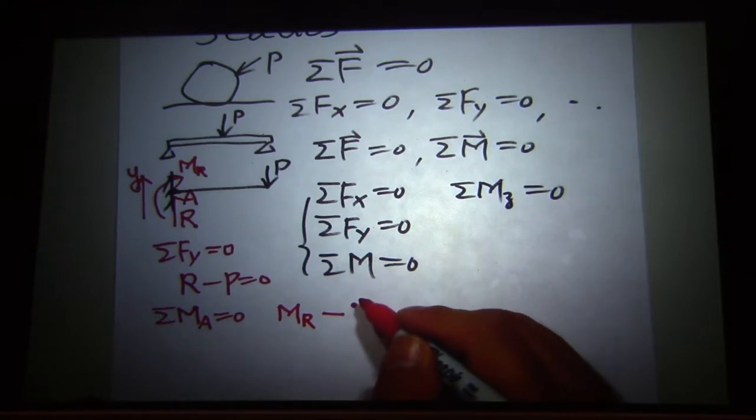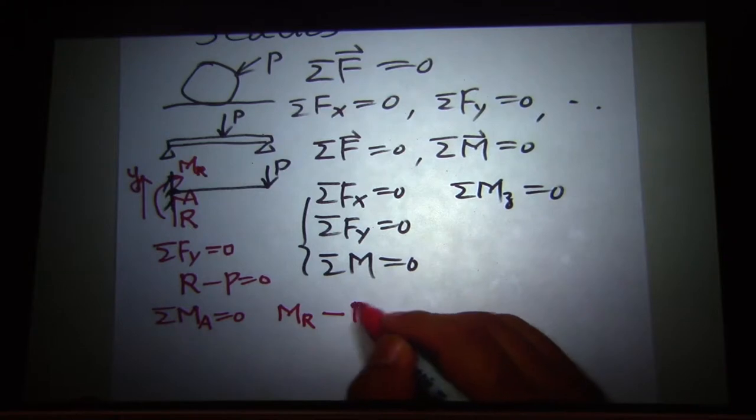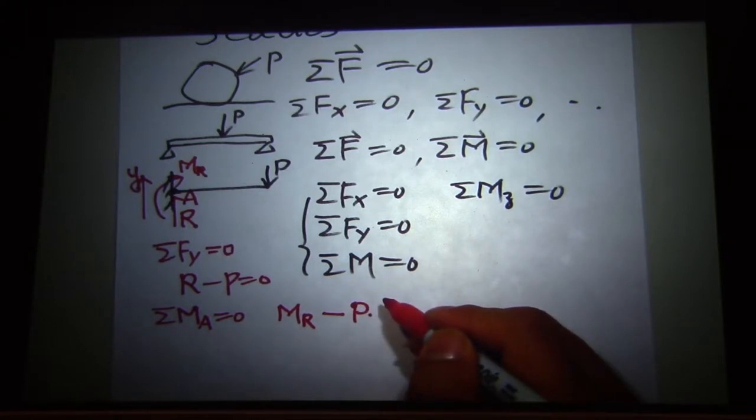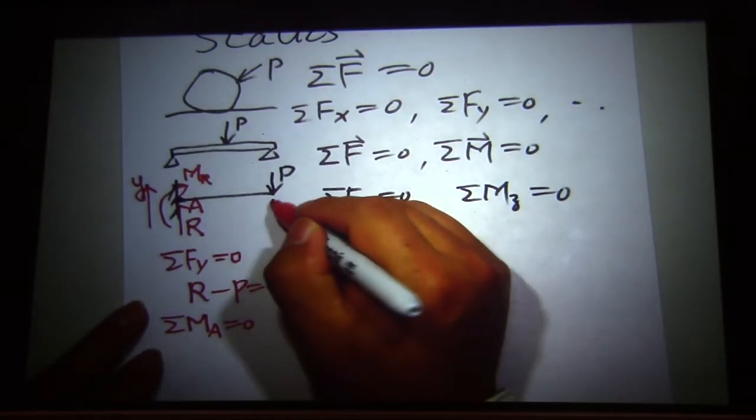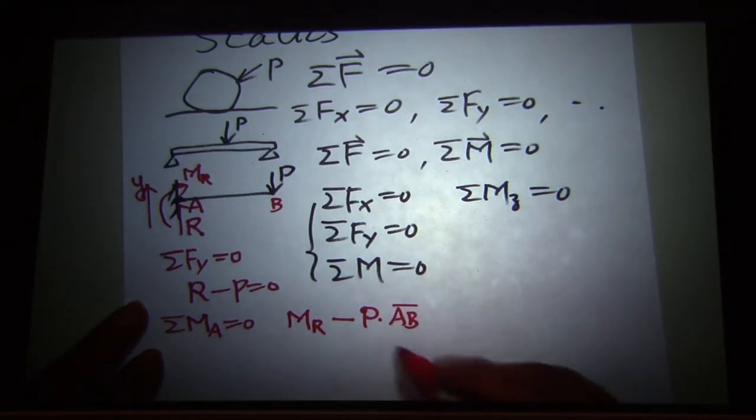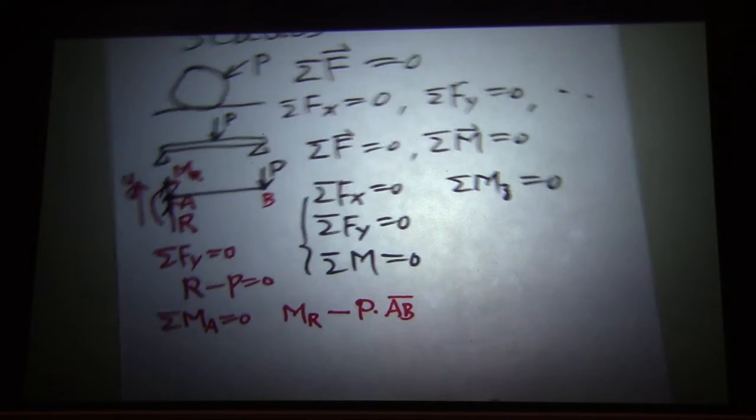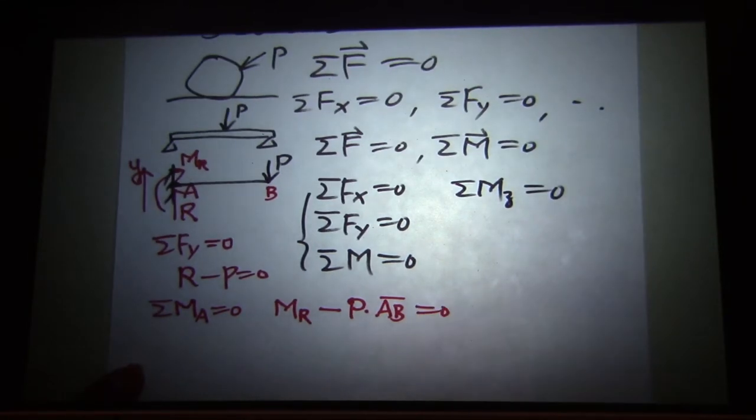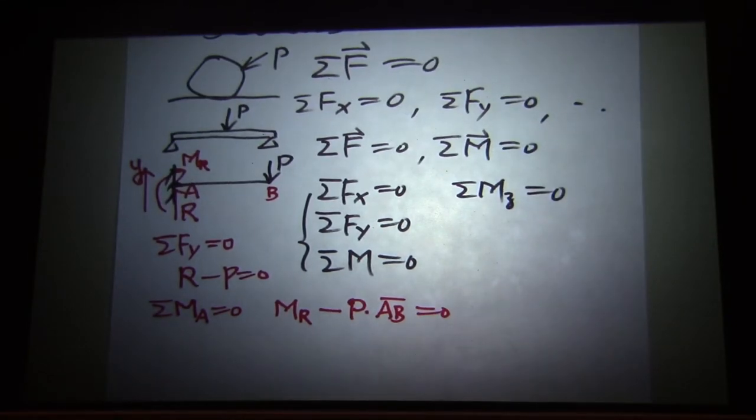Minus what? P times the distance. You can call the point B, so the AB length, or sometimes we use a letter L, say this is the length L. That's supposed to be zero. So from here, once you know load P and the length AB, you can calculate the reaction force.